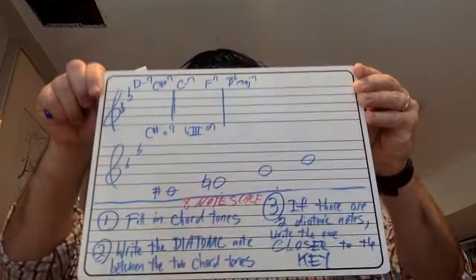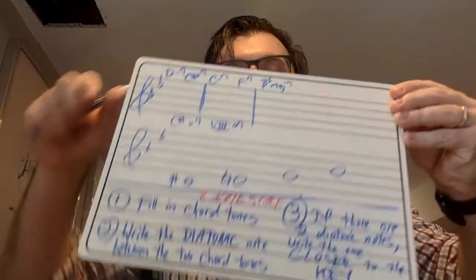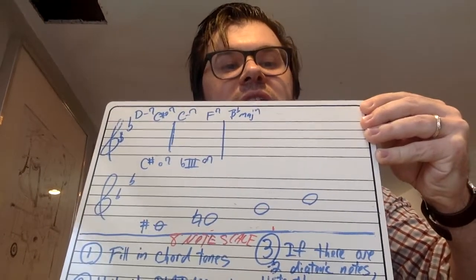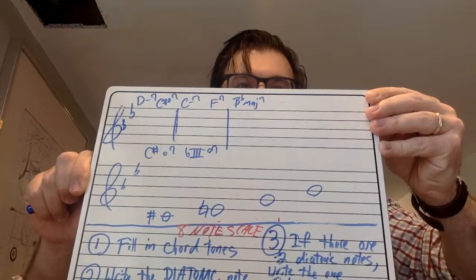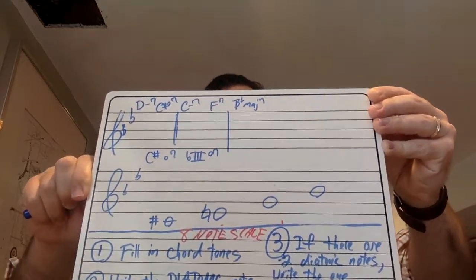So I went ahead and I wrote in the chord tones first, right? I wrote C sharp, E. Now note the accidentals, right? That's one thing that people screw up. If I have an E flat in the key signature, to go a minor third above C sharp, I need that to be an E natural, so I made sure I add the accidental.